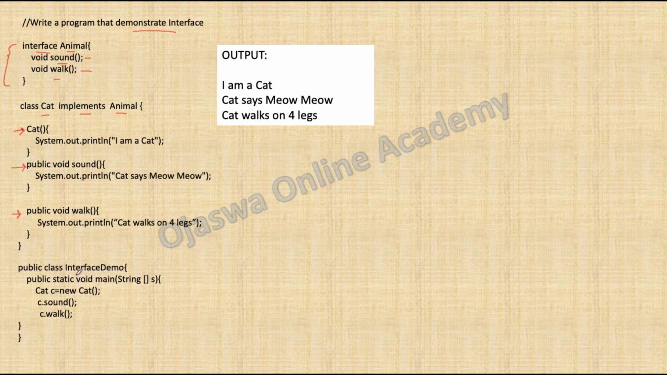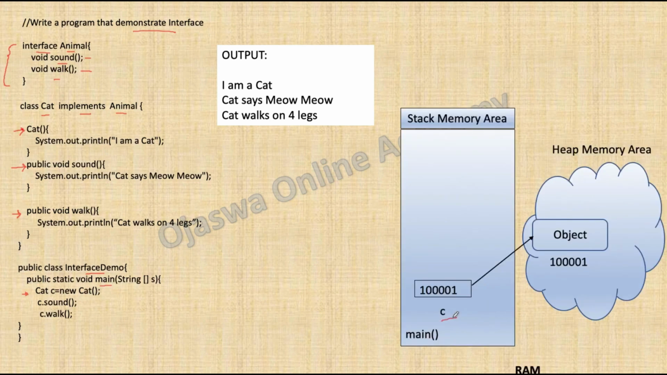Next is we have class interface demo that has main method. The first statement is object creation. We are creating object of class cat, cat c equal to new cat. So reference variable c will be stored on stack and actual object is created on the heap. There are no instance variables inside class cat, hence there is no memory allocated for the instance variables. Now as soon as the object is created, an implicit call goes to the default constructor.